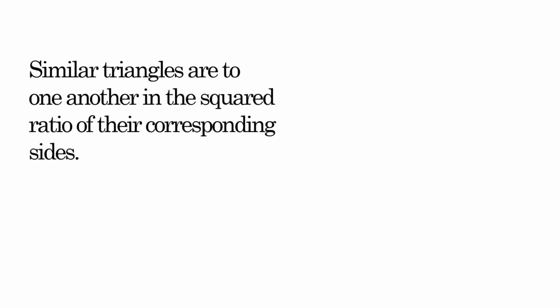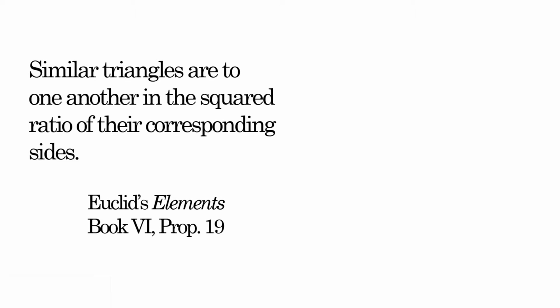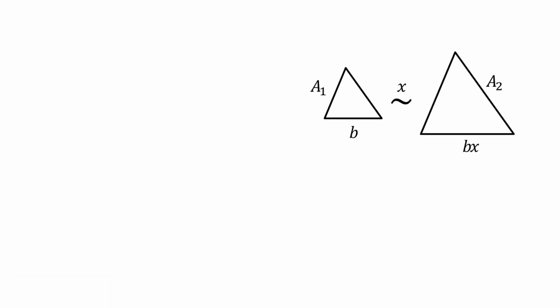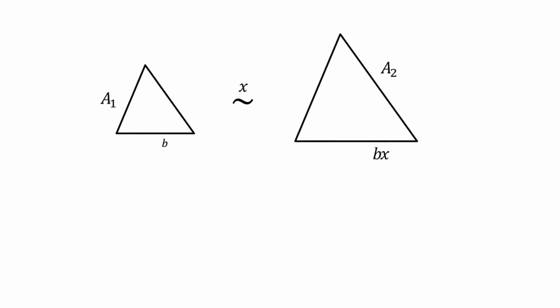First, similar triangles. As Euclid said, similar triangles are to one another in the squared ratio of their corresponding sides. If 2 triangles are similar in sides by a ratio of x, then the areas of these triangles will have a ratio that's equal to x squared. Now we've all seen this formula before, but why is it true? Let's quickly go over a justification.